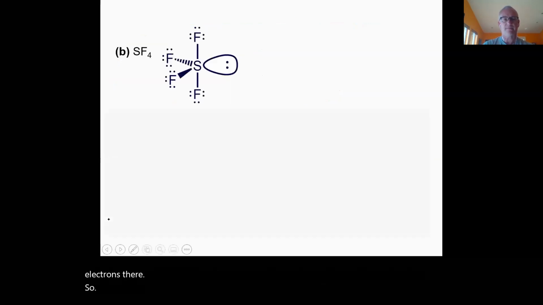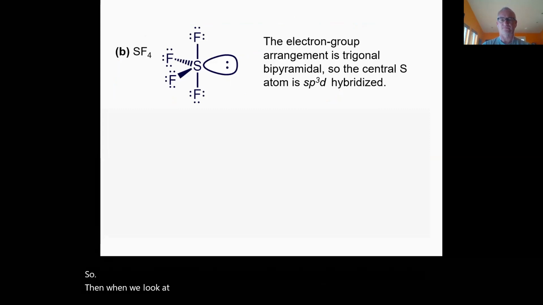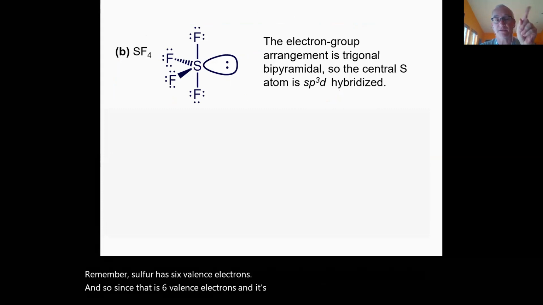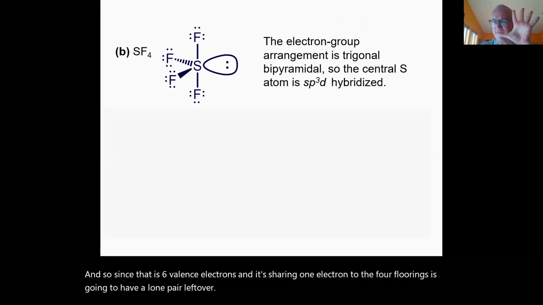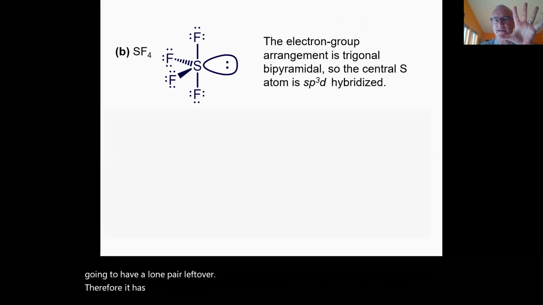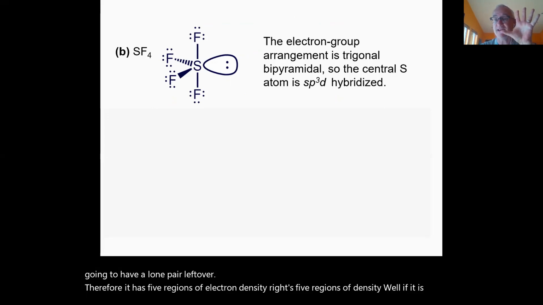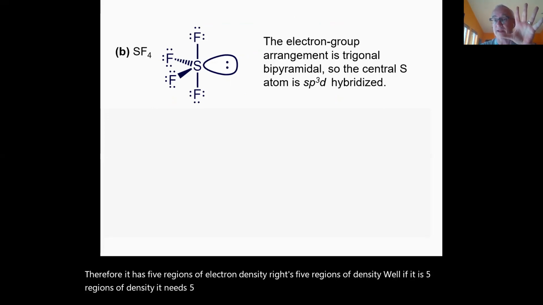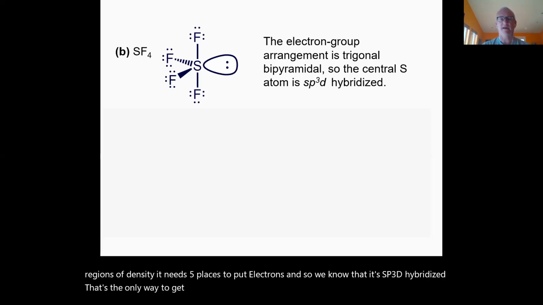Then when we look at sulfur tetrafluoride, remember sulfur has 6 valence electrons. Since it has 6 valence electrons, and it's sharing 1 electron each to the 4 fluorines, it's going to have a lone pair left over. Therefore, it has 5 regions of electron density, right? Well, if it has 5 regions of density, it needs 5 places to put electrons. And so we know that it's sp3d hybridized. That's the only way to get 5 orbitals of equal energy.